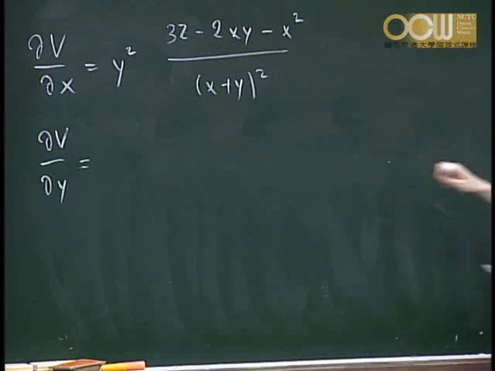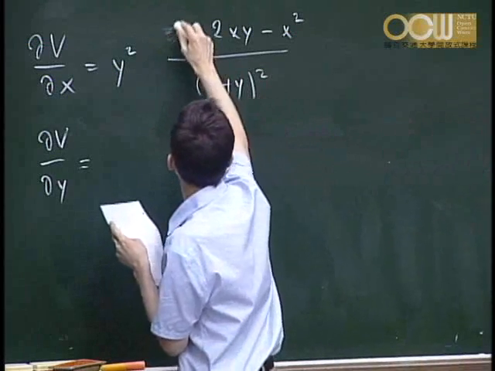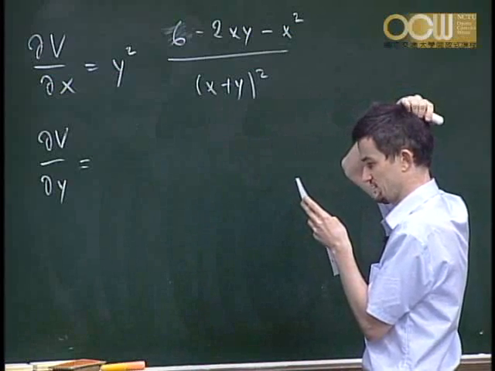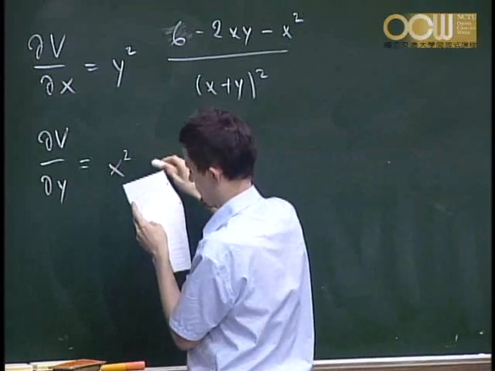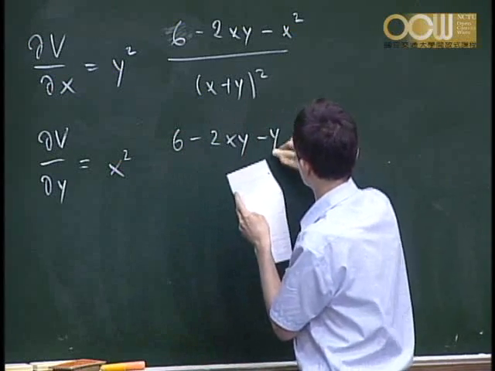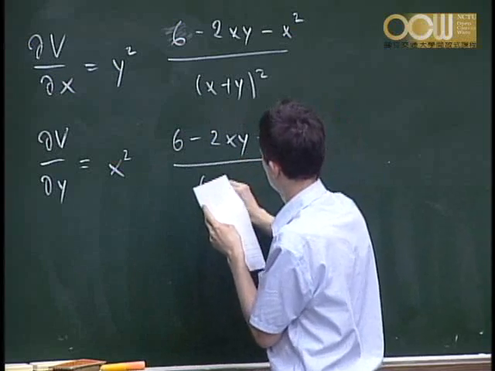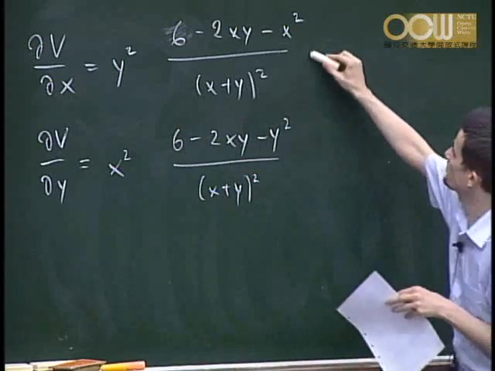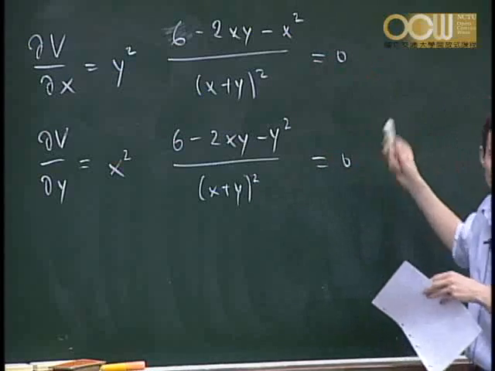This should be 6 here, because here the dimensions are slightly different. Okay, so we have here x squared, and here we have (6 minus 2x) times y minus y squared over (x plus y) squared. Okay, and we have to equate both to 0, and we have to find all solutions of this.